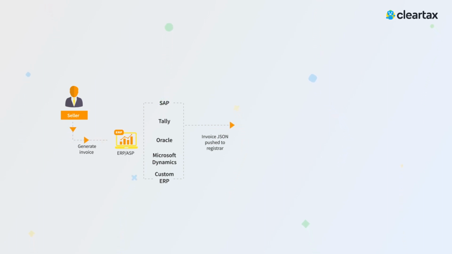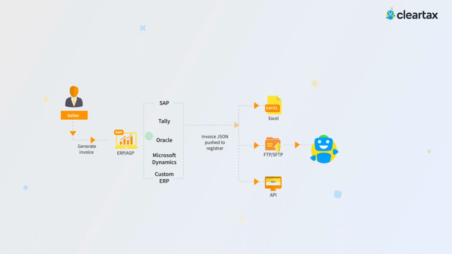ClearTax integrates with the ERP through any of the three modes of integration, that is Custom Excel upload, API and SFTP integration. It validates the invoice data, converts it into JSON format and uploads it on the IRP portal on real-time basis, enabling a one-click e-invoice generation system.